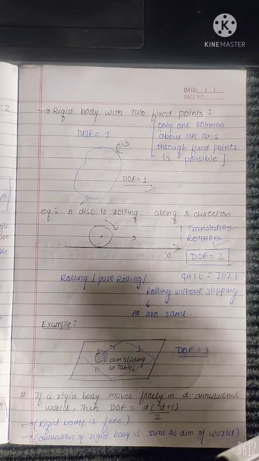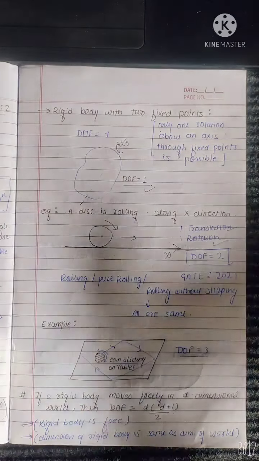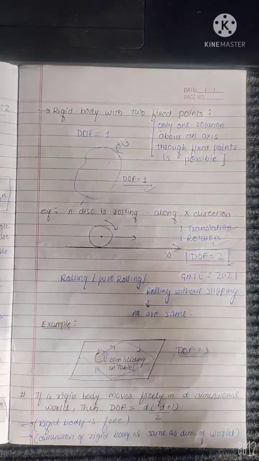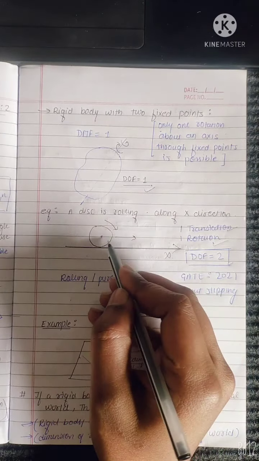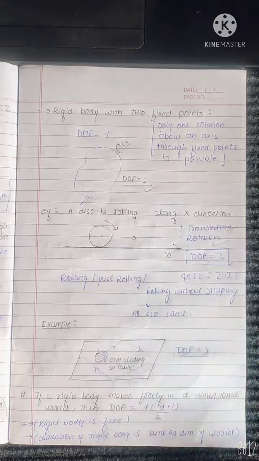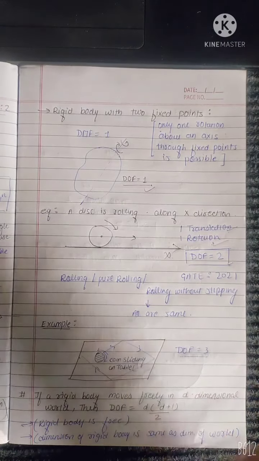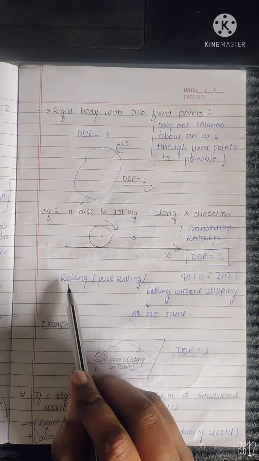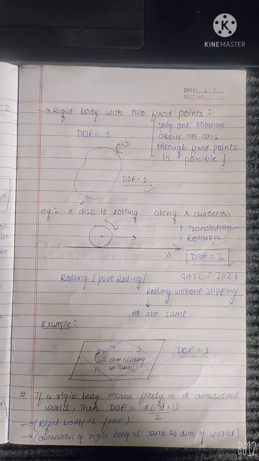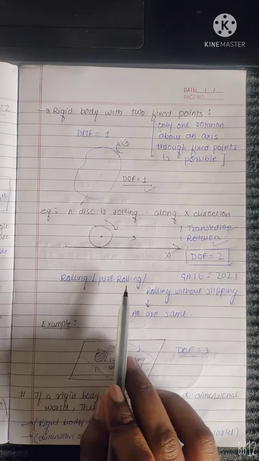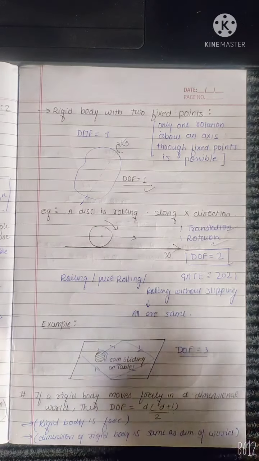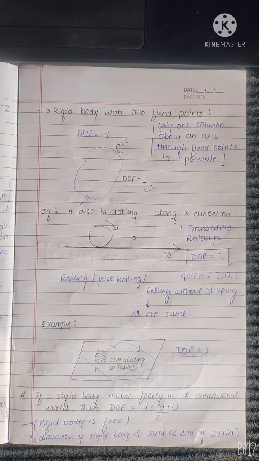See, if a disk is rolling along one axis, it doesn't mean that it will rotate in any direction. It is just rolling in a particular direction. Therefore, only 1 for translation and only 1 for rotation. One thing needs to be clear: rolling, pure rolling, and rolling without slipping are all the same. Whatever is written in the question paper, one must not get confused. It was a question in GATE 2021, and its answer is degree of freedom 2.